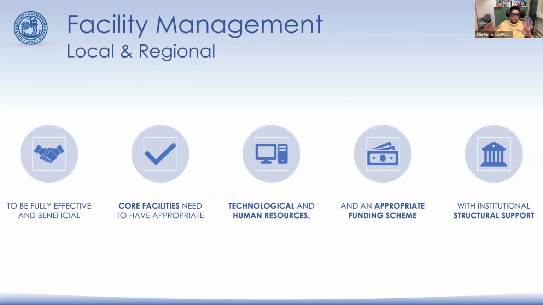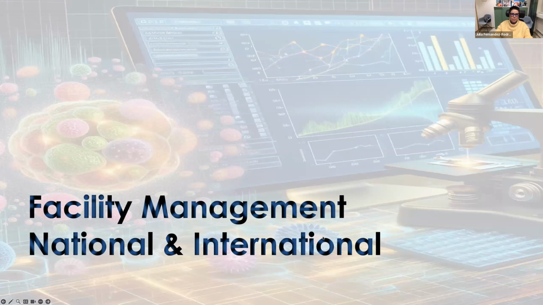That's what I say. If you're talking about facility management and we focus on local and regional, you need to have fully effective and beneficial core facilities. You need to have the appropriate technology and human resources. This is important. Appropriate funding scheme and definitive institutional support, structural support to go ahead, is very, very important, and we have always been very lucky that the faculty, which in our case is the medical faculty, the Sahlgrenska Academy, has always been very supportive, the same as Gothenburg University.